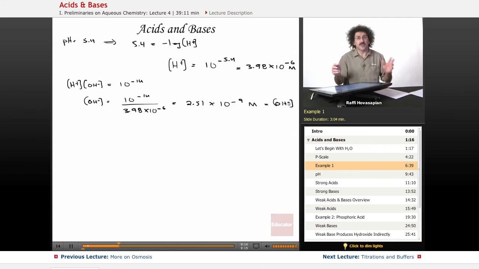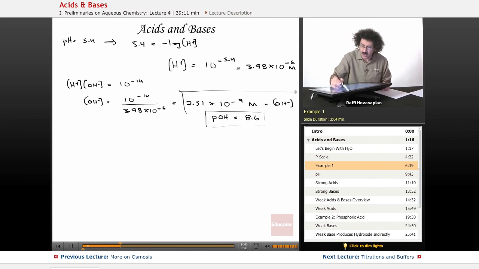Nice and simple. Basic relation. Hydrogen ion concentration times the hydroxide ion concentration at 25 degrees Celsius is 10 to the negative 14. If I have one, I have the other. If I wanted to go to pH, if I wanted to, let's say, do the pOH, what I would get is the following. pOH, I would just take the negative log of this hydroxide ion concentration, and I get 8.6. Nice, straightforward, nothing strange going on here.